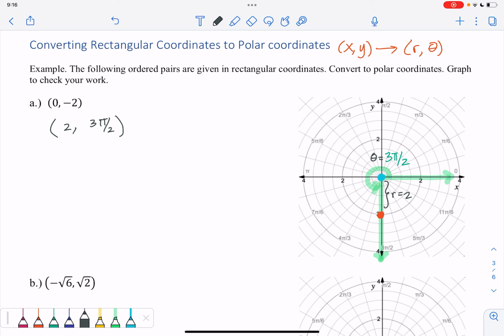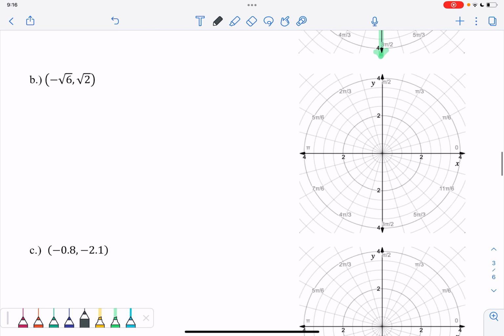But for ones that don't work out so nicely, we've got to do it a different way. We've got to use some formulas. So let's check out what those formulas are. We know that the points on a circle of radius r satisfy the equation x² + y² = r². And we know that the tangent of theta has to equal y over x. Again, we're assuming that the point (x, y) is on the terminal side of some angle theta in standard position. So this gives us some relationships between x and y and r and theta.